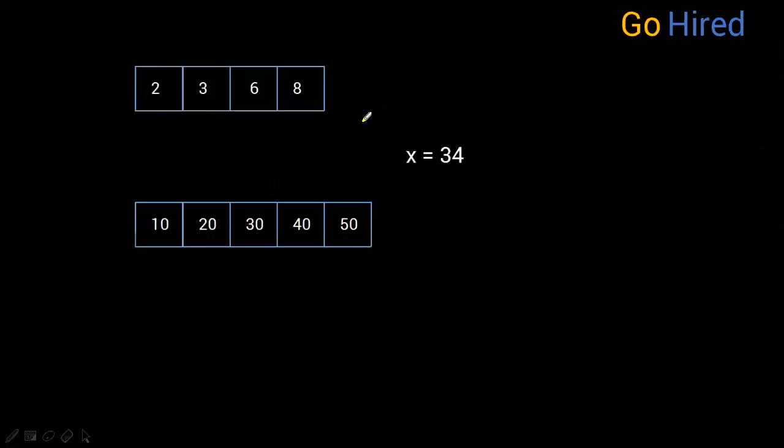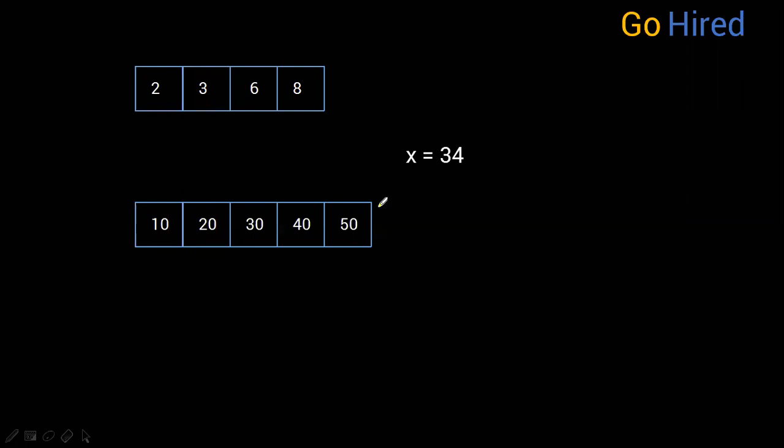Big O of m into n. Exactly, big O of m into n, whatever the lengths could be. If the lengths are the same, let's say both are of length n, it's order of n square. If they are different, it can be order of m into n. Exactly, correct. And as you see, it can be done this way: 2 with 10, 20, 30, 40, 50, then 3 with 10, 20, 30, 40, 50.